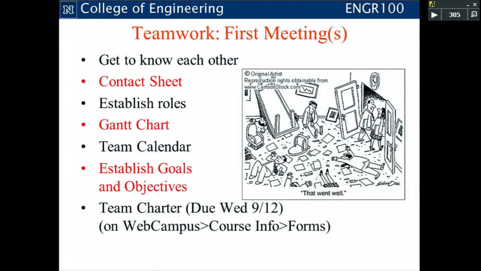So your first meeting, just to reiterate here, get to know each other. Okay? This might be the first time in which you actually have a chance to chat with some of the people on your team. Put together your contact information, and don't just give it to one person, right? How's that helpful, right? Make copies for everybody on your team so everybody has everybody else's cell phone number, email address, things like that. You're going to use these things a lot throughout the semester.